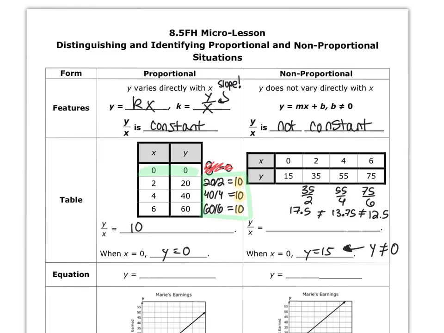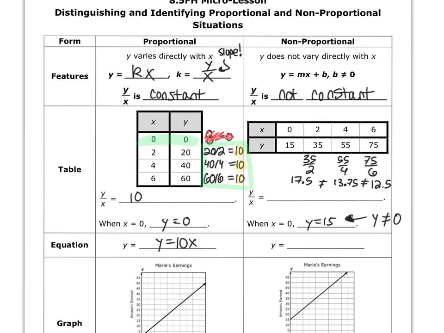Our equation, we talked a little bit about that before. We said we have y equals kx for proportional relationships. So for this one, that's y equals 10x. And then for the non-proportional relationship, this equation is actually going to be y equals 10x plus 15. And you might be thinking, hey, where'd you get that 10x? We divided the values and they didn't give us 10.